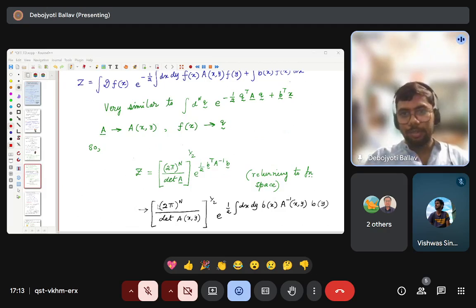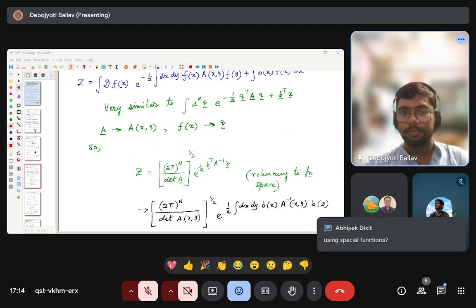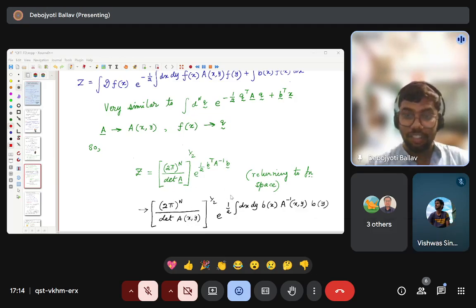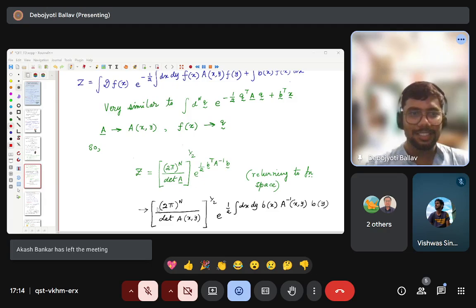You are in a function space, so any idea how to calculate a determinant of A(x,y)? A(x,y) is analogous to some kind of operator in your function space. Can you guess? I don't know what kind of special functions you have, but this is some kind of operator in your function space. This is like an inverse of some operator in function space. So how to calculate it?